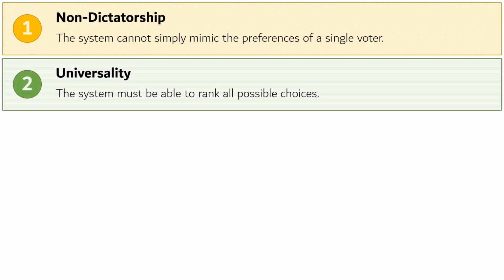Second is universality. The system must be able to rank all possible choices. Suppose we had a voting system which required the winning option to get more than 50% of the vote, a true majority. If there were 3 options and one got 40% of the vote, while the other got 35% and the third got 25%, that voting system would say that society has no preference. There is no winner. A majority rule system is not always able to rank more than 2 choices, and so it would violate this rule. So you can think of this rule as being one which requires our system to always reach a decision.